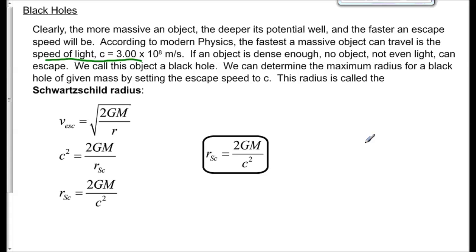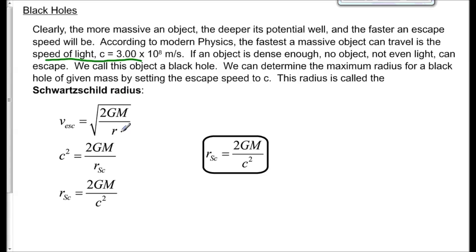There is no speed fast enough that's physically possible for this thing to actually escape the gravitational field of the black hole. So it's like an infinitely deep potential well, almost infinite in terms of that nothing that can actually travel can escape. And we can actually determine the minimum radius that a black hole would need to be just by setting the escape speed to c.